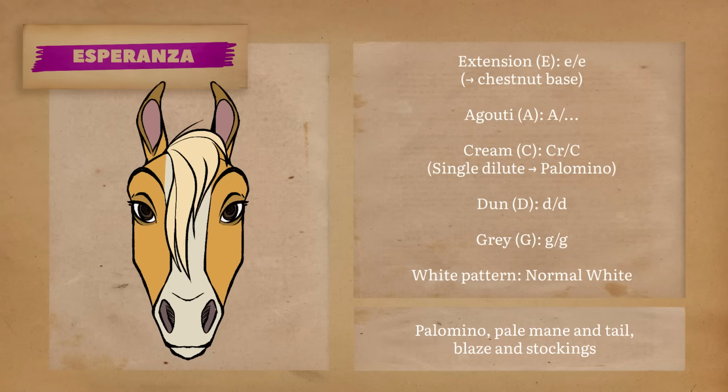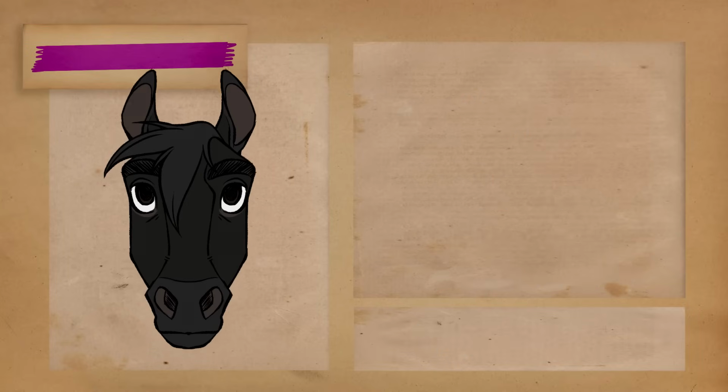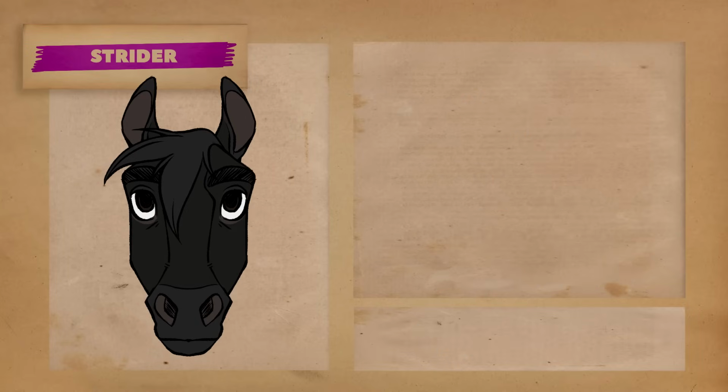Moving on to the cream, we know that she has one cream gene because she is a palomino and she's only been diluted once. We also know from her design that she's not carrying any dun genes because she's not showing any of those primitive markings. She doesn't carry any grey genes, and she just has normal white patterns, meaning she has stockings and a blaze.